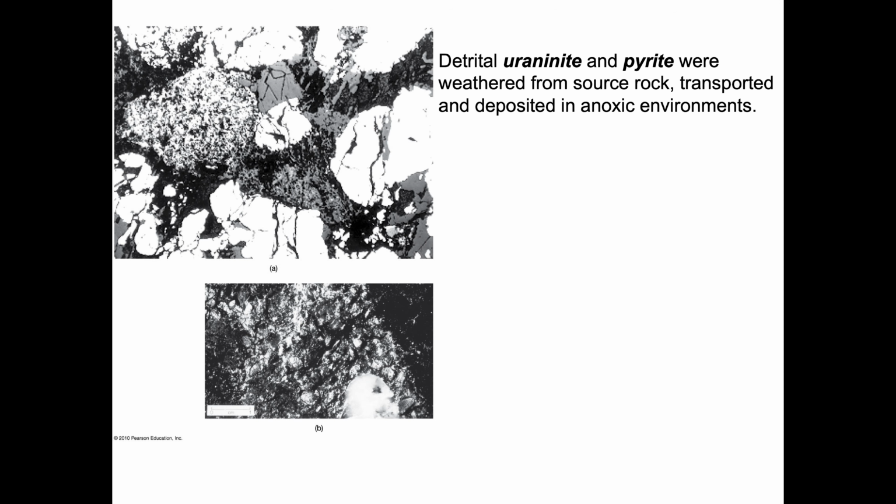We see minerals such as detrital uraninite and pyrite that are weathered from a source rock. They're transported and deposited in anoxic environments. If they were deposited or transported in the presence of oxygen, they would have reacted with that oxygen. The pyrite would have rusted and the uraninite would have been oxidized to uranium oxide.